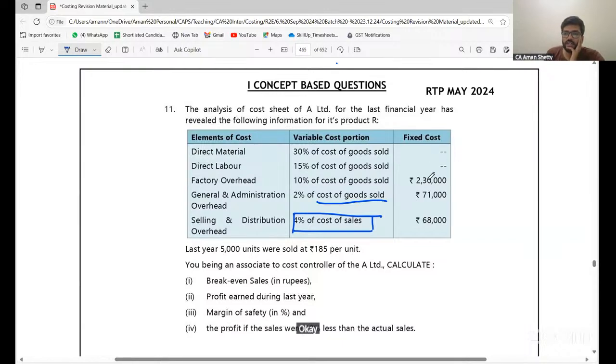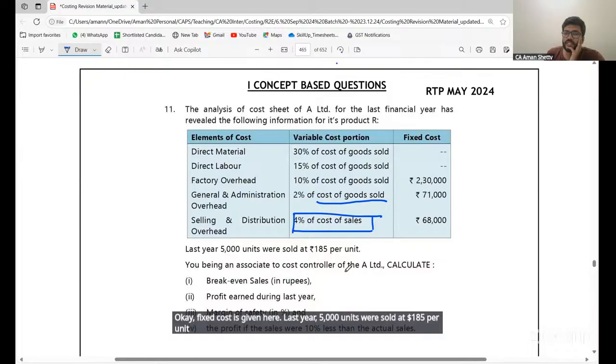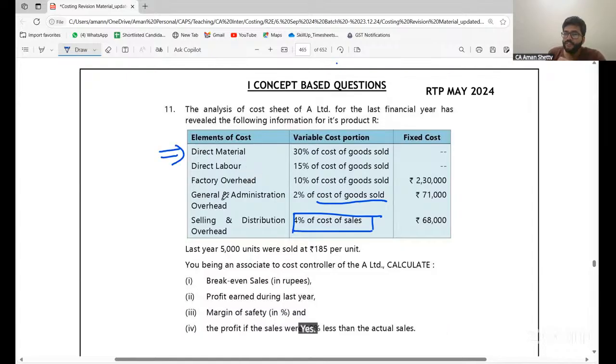Fixed cost is given here. Last year, 5,000 units were sold at 185 per unit. You being an associate to cost controller of A Limited, calculate. Have we solved this problem in the class? Yes, we definitely solved it.